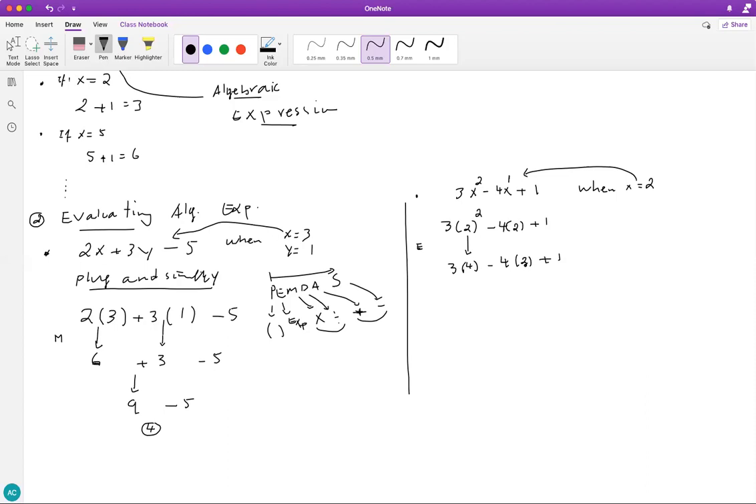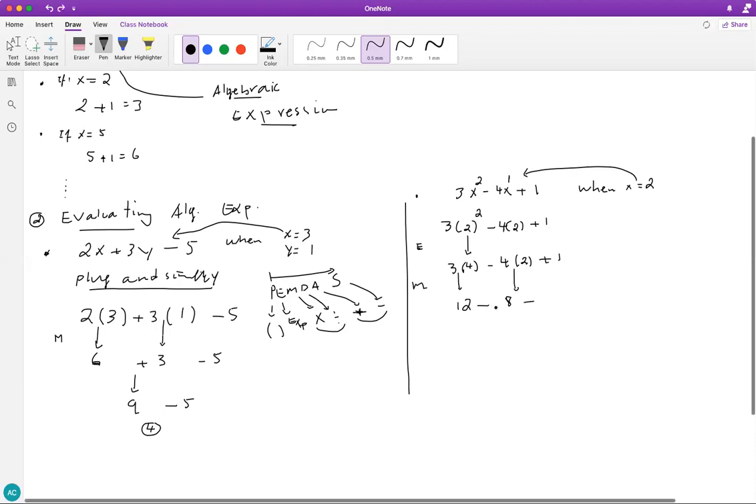Again, as you can see, we have two multiplications here, so we're going to evaluate both at the same time. So that's a 12, take away 8, plus 1. And again, we have these two together. Which one do we do first? 12 minus 8. 12 minus 8, that's right, left to right.